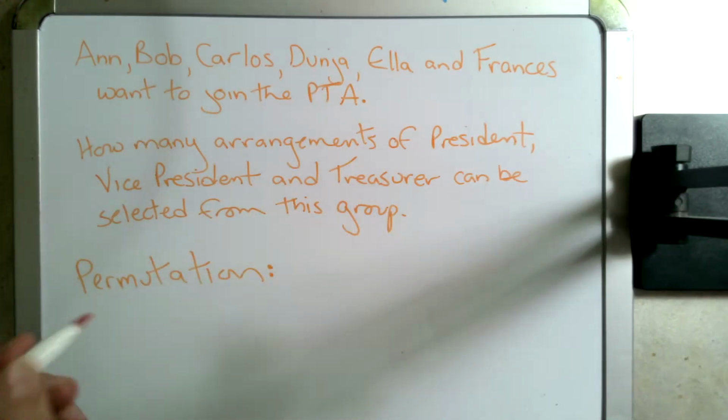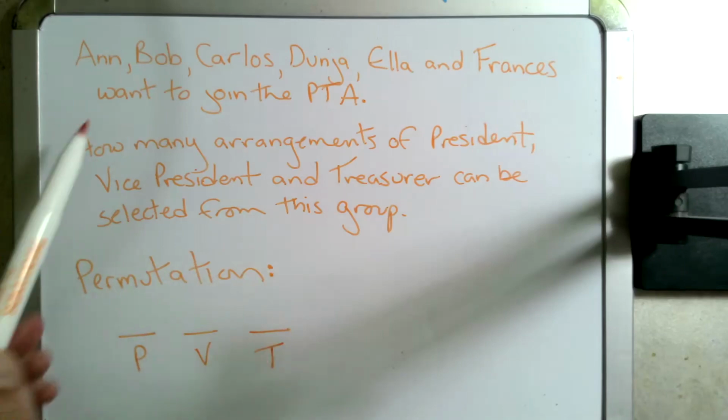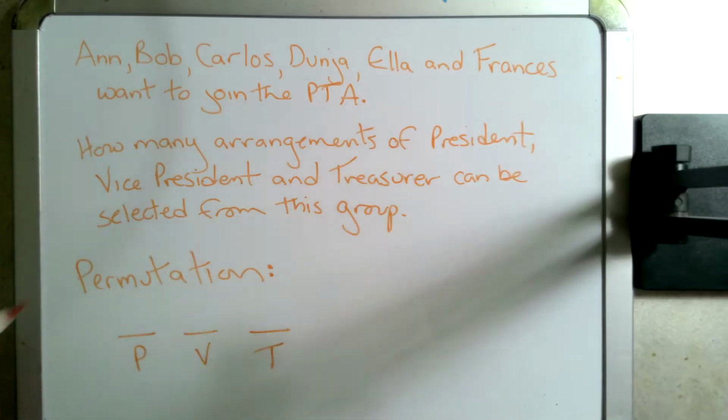Okay, we have the position of president, we have the position of vice president, and we have the position of treasurer. All right, so from our group of A, B, C, D, E, and F, how many different options do we have for somebody to be president? Well, we have 6, right? I'm going to put a 6 in my position for president.